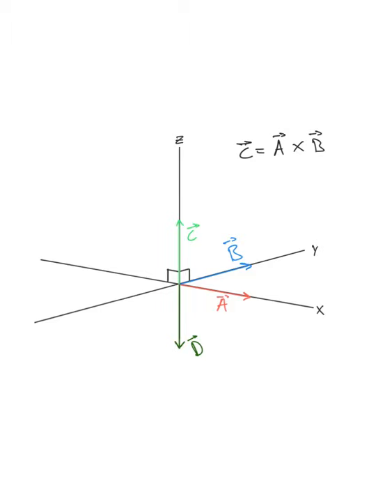Now, because we would like to have a unique answer, that is, we want only one vector which points in one direction as the answer to our cross product, we need to develop a convention for whether we choose vector C or vector D. And the convention that we are going to use is called the right-hand rule.